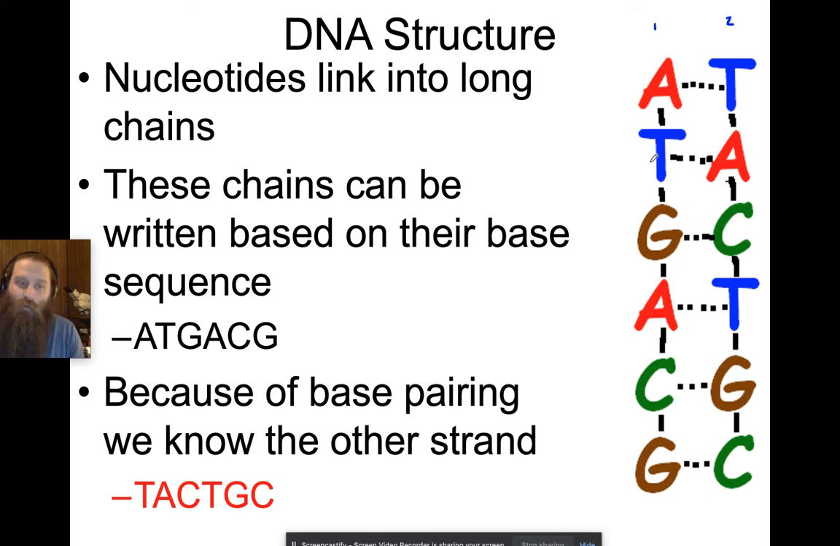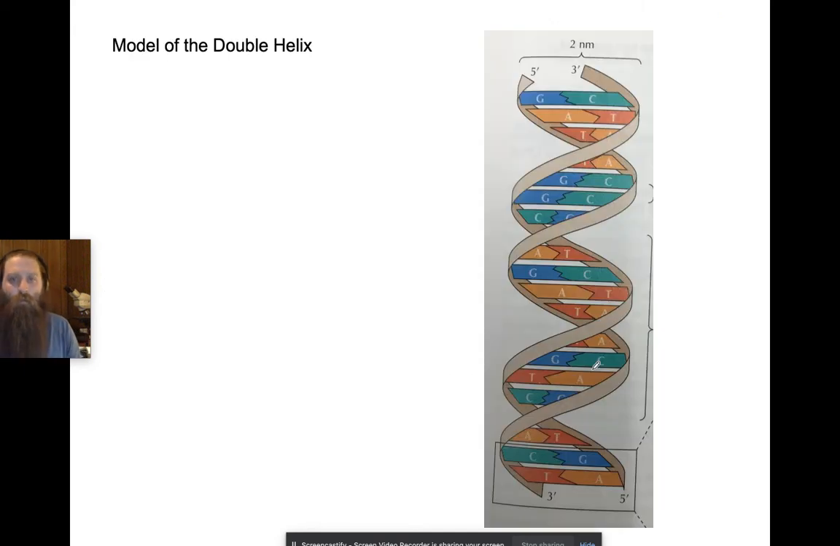If I see a T on strand 1, there must be an A on strand 2. G must be hooked to C, C has to be hooked to G, and so on, all right? So that's why we need to know Chargaff's rule. That lets us predict our sequences, okay?